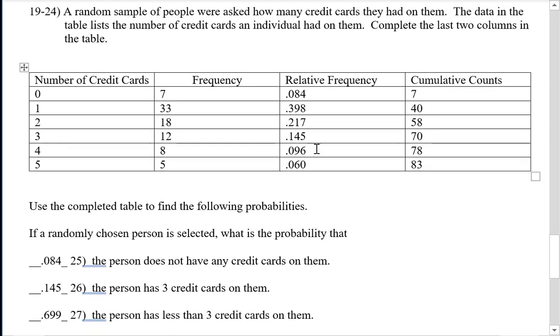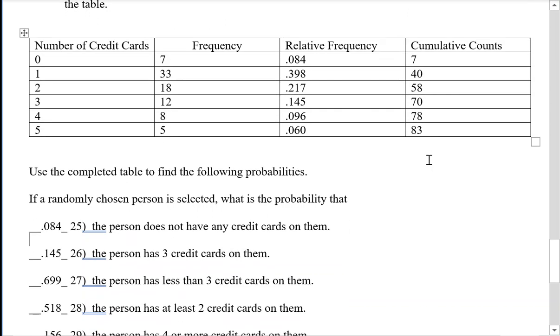Now, the relative frequency is you simply take this number divided by 83, which is the total. 7 divided by 83 is 0.084. 33 divided by 83 is 0.39, and so on. So you divide each one of these numbers by 83, the total of all these added up, to get the percentages or probabilities. Cumulative counts start here. First one is 7, and if I add these two together, I get 40. If I add these 3 numbers together, I get 58, and so on. If I add these all up to here, I get 70, add in 8 more and 5, and we get the total, 83.